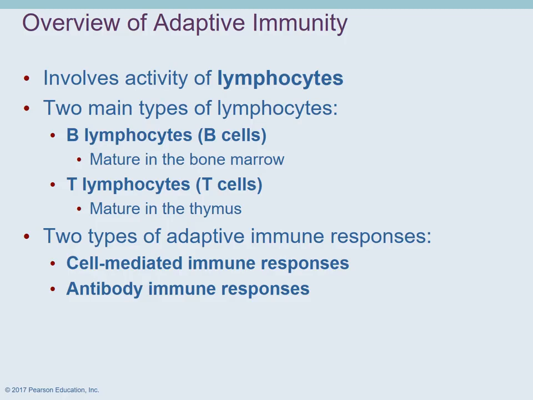Now there's 2 different types of lymphocytes. There are the B lymphocytes, which we just call the B cells, and the T lymphocytes, which we call the T cells. The B cells will mature in the bone marrow, and the T cells will mature in the thymus. And they are involved with the adaptive immune response, of which there's 2 subgroups. There's the cell-mediated, and there's the antibody immune response. The T cells typically are involved initially more with the cell-mediated, and the B cells are.